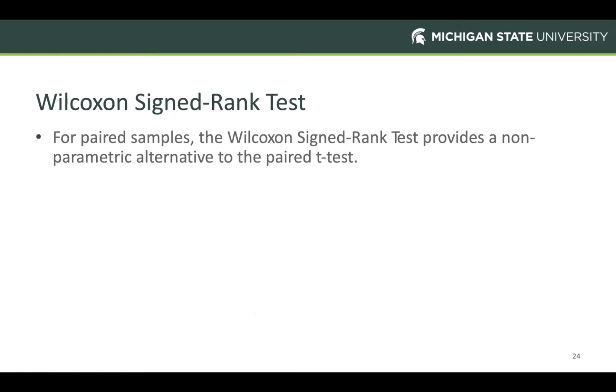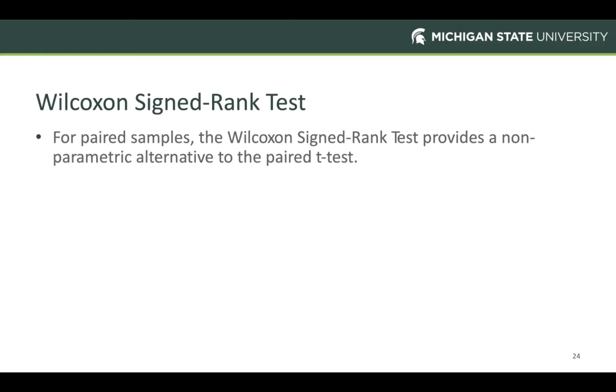All right, and then the final test we're going to talk about today is the Wilcoxon signed rank test. This is basically a second alternative to the paired t-test. Previously, we had used the sign test for these same purposes. Now, the big difference that comes into play here is that with the sign test, we really lose a lot of information about our samples and the differences between those samples.